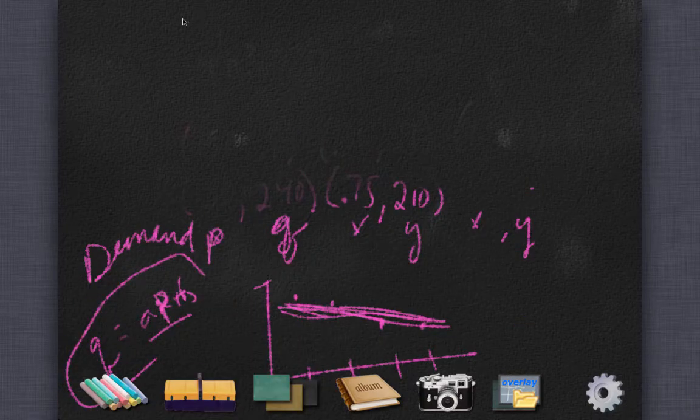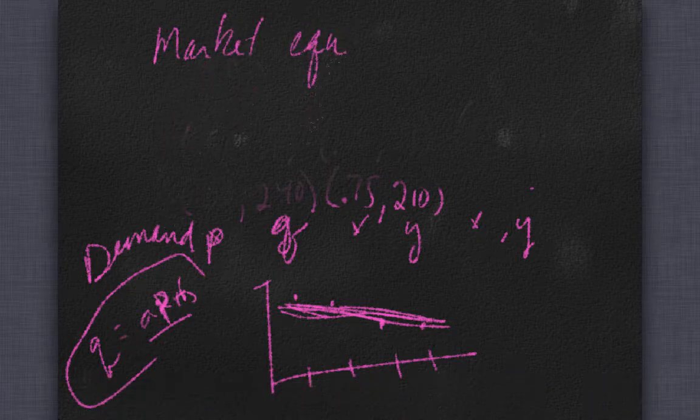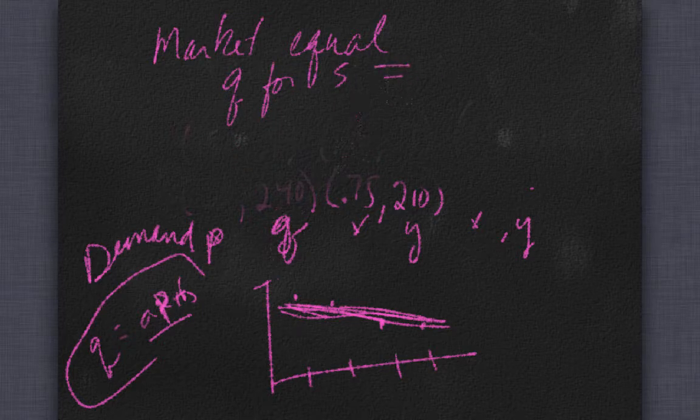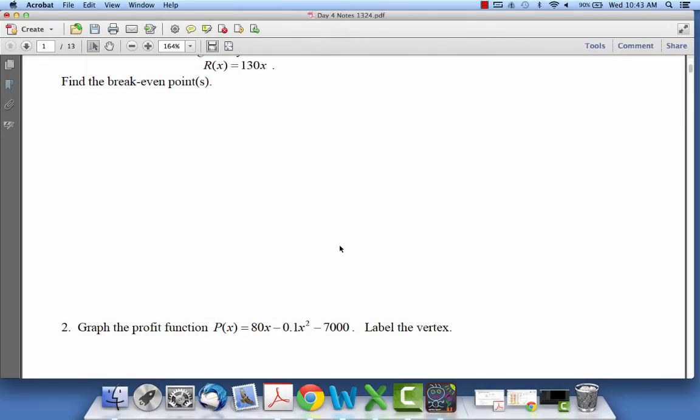Okay, so market equilibrium: Q or P for supply equals Q for demand. Okay, so now let me go over to these notes.